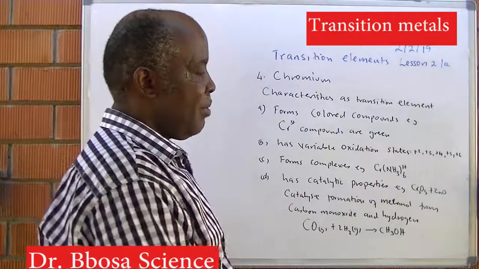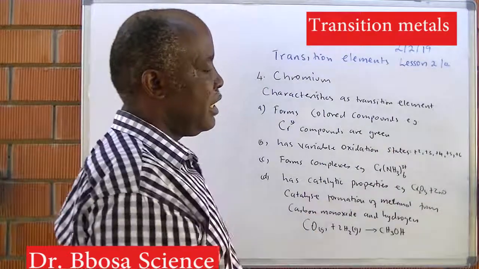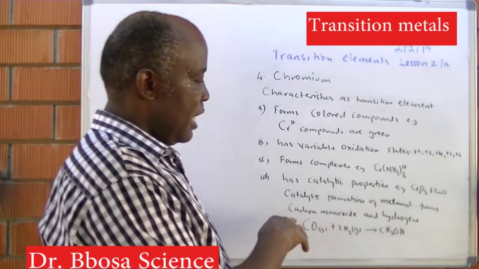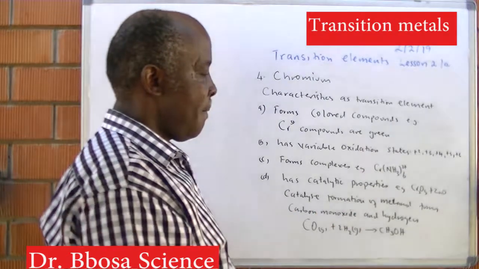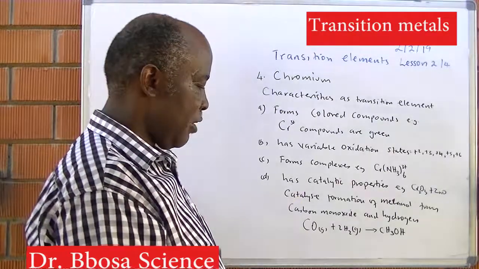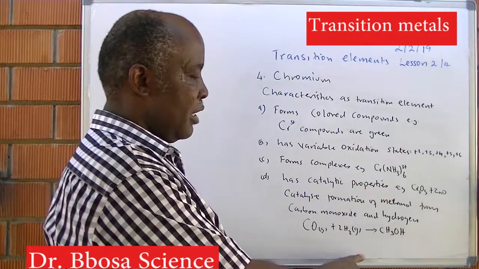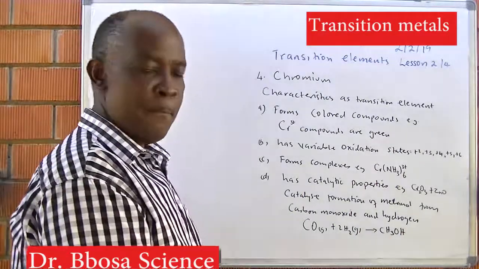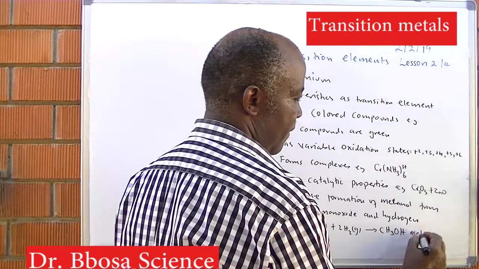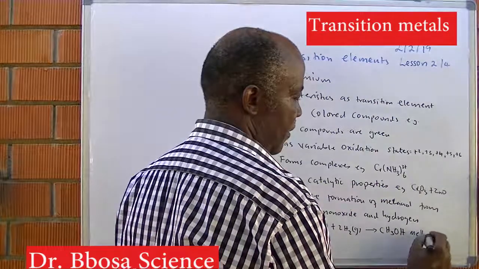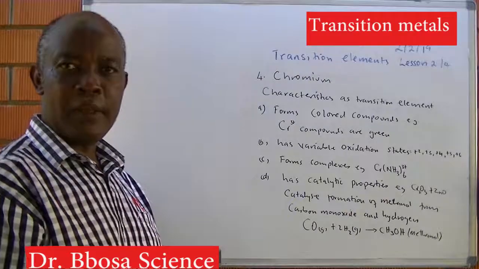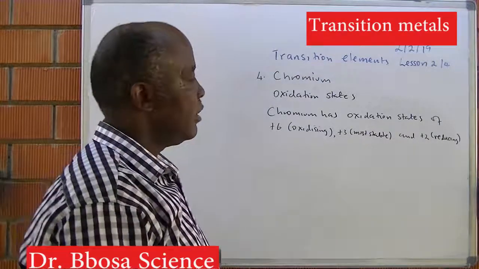For example, a mixture of chromium(III) oxide and zinc oxide will catalyze formation of methanol from carbon monoxide and hydrogen. Carbon monoxide plus hydrogen, you will get methanol.